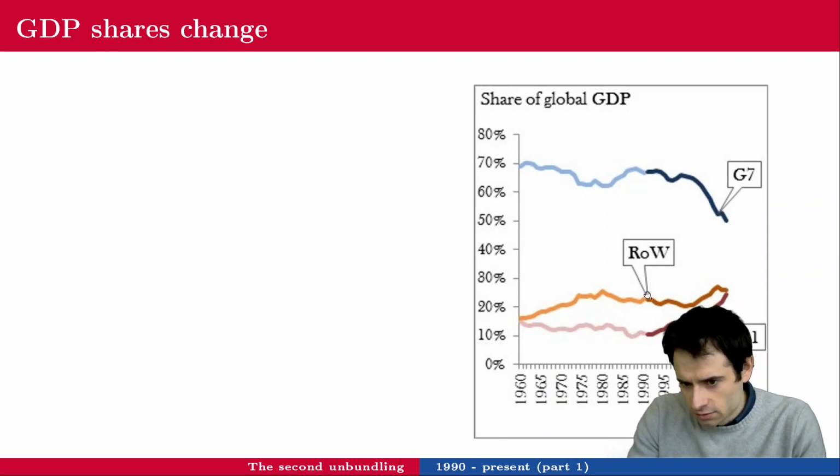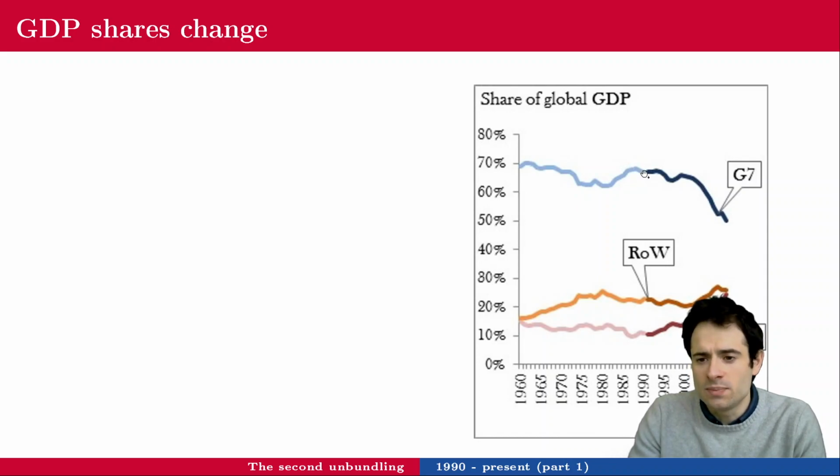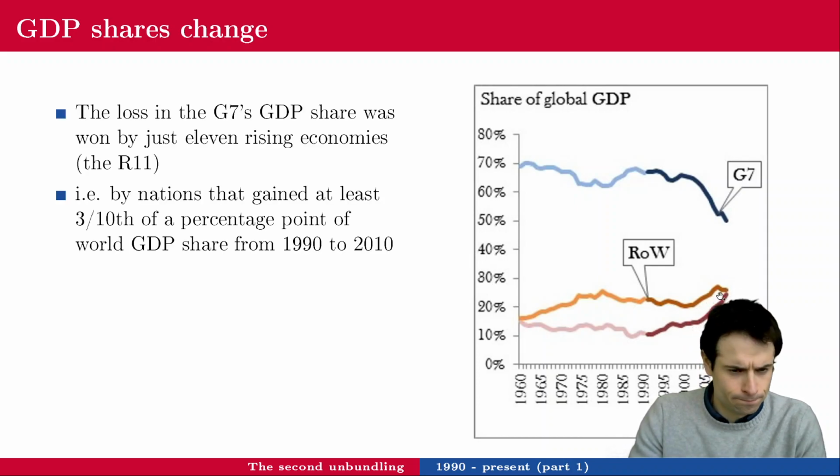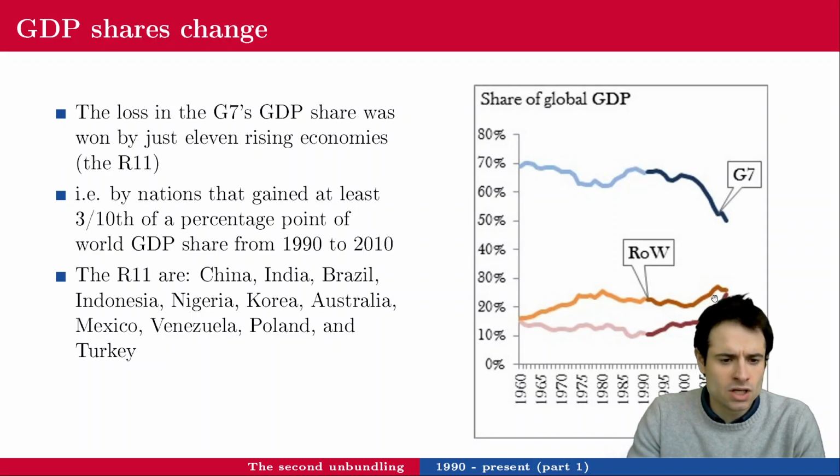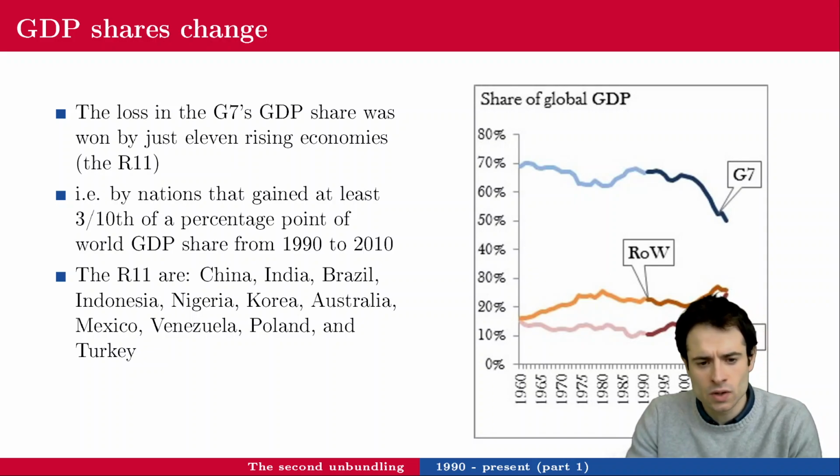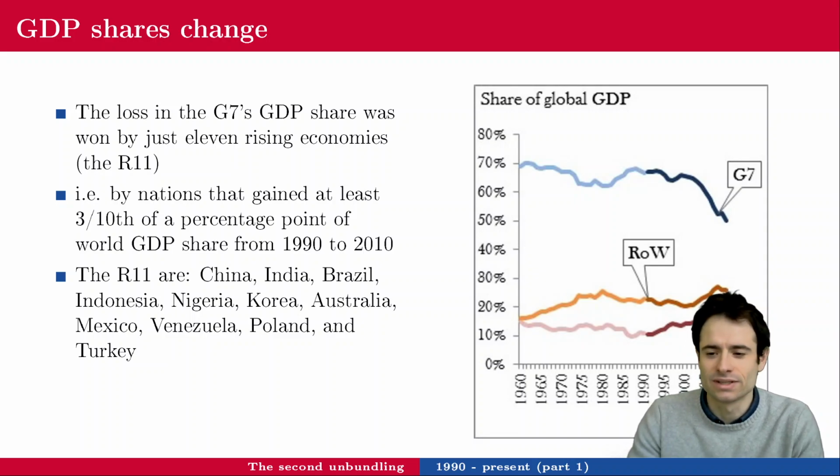Locating 1990 here, we can see that the share of global GDP decreased for G7 countries as opposed to being relatively stable since the 60s, and it had been increasing before due to the first unbundling, whereas it increased for the rest of the world and the rising 11, which are China, India, Brazil, Indonesia, Nigeria, Korea, Australia, Mexico, Venezuela, Poland, and Turkey. You don't need to remember those guys, okay? Because I won't.